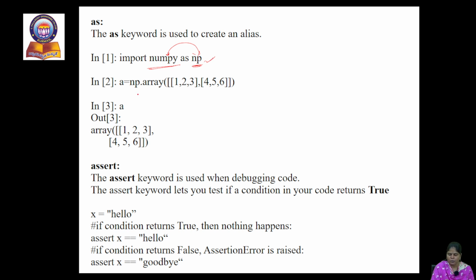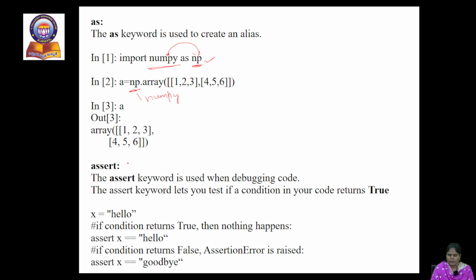So a equal to np.array of 1 2 3 4 5 6. Now it will create an array with the values 1 2 3 4 5 6. Whenever you are using NP, internally NP will be replaced with what? It will be replaced with NumPy, right?